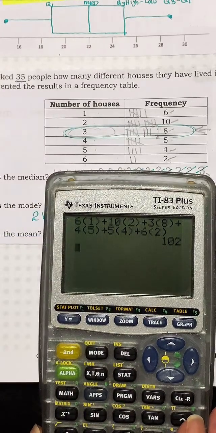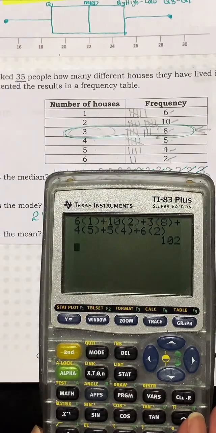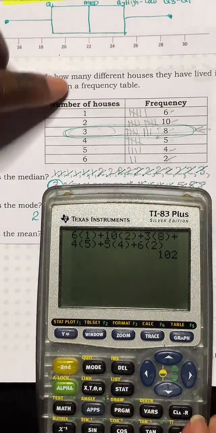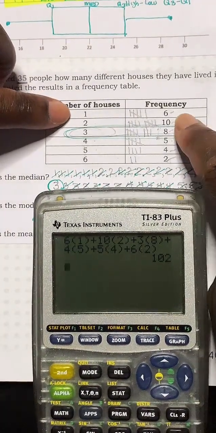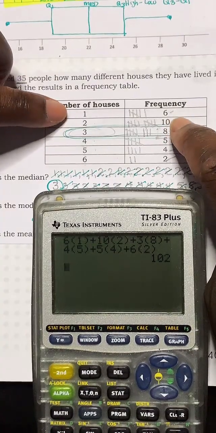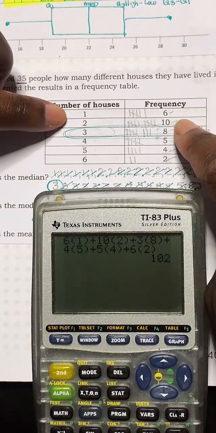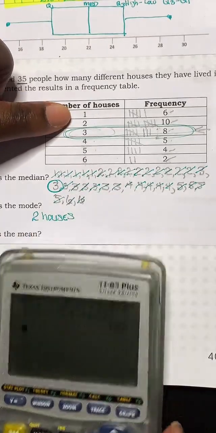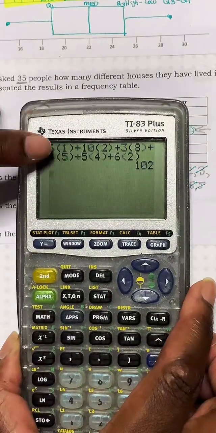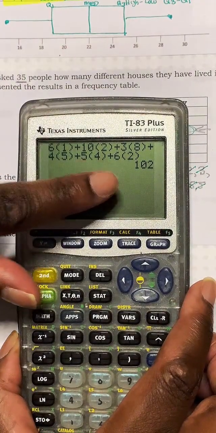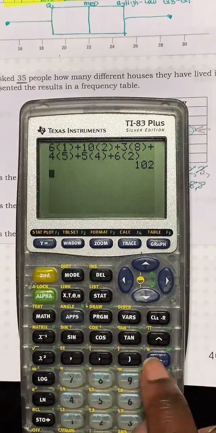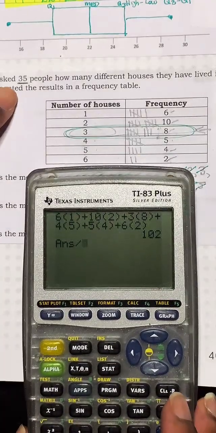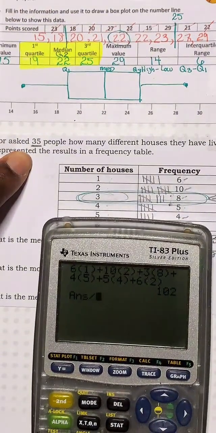Right? Yes. Because you can multiply these, because remember, multiplication is fast addition. If you do 6 times 1, that's the same as saying 1 plus 1 plus 1 plus 1 plus 1 plus 1. So now that you have this multiplied and totaled to 102, we need to divide that by the number of people, which is 35.